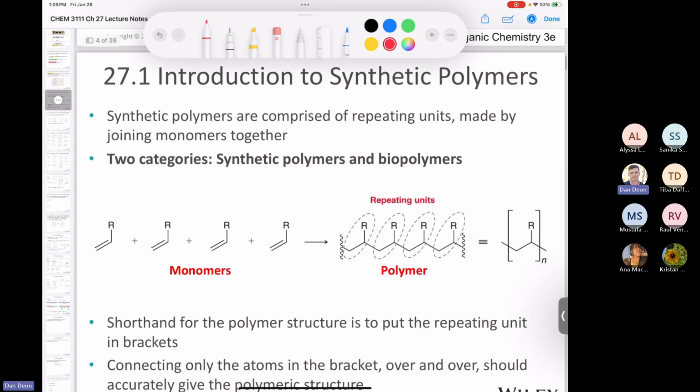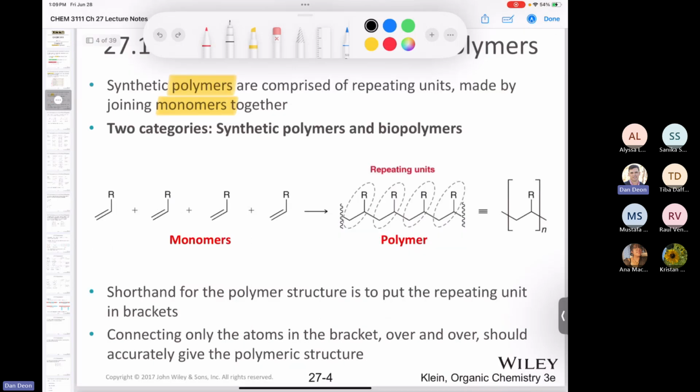So how do you make a synthetic polymer? Well, synthetic polymers are comprised of repeating units made by joining monomers together. So the two key words here are polymers are made from monomers. So we take monomers, we put them together, and we repeat them over and over and over, and that's how we get a polymer. And if you just take a look at these monomers here, you see they're all identical, and they're all some kind of derivative of ethylene, right?